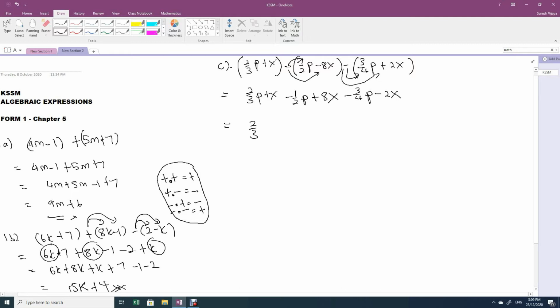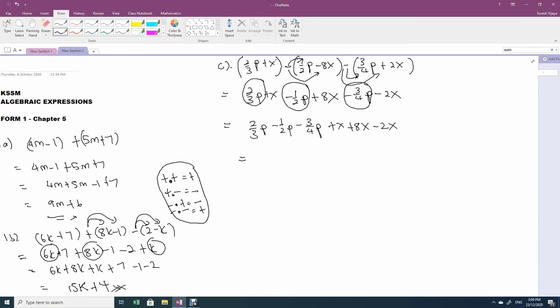Now what we do is we rearrange the like terms at one side. So we have 2 over 3p minus 1 over 2p, and we have minus 3 over 4p. Arrange this at one side. Then arrange the x at the other side: x plus 8x minus 2x. Now we solve the algebraic term for p. Use your calculator, you press 2 over 3 minus 1 over 2 minus 3 over 4.